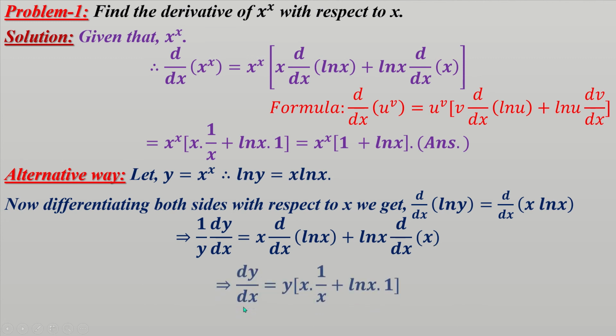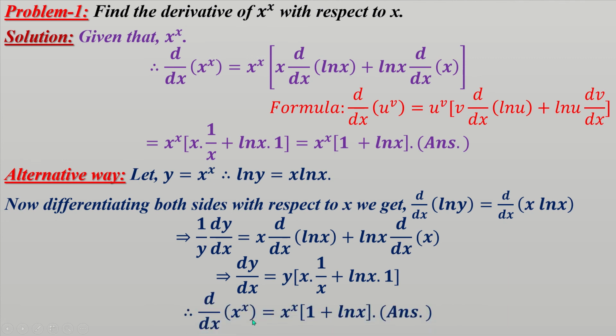Now cross multiplication: here y, and here will be x into 1 by x plus ln x. But y is equal to what? y is equal to x to the power x. Therefore d/dx of x to the power x equals x to the power x into 1 plus ln x. This is the required answer. Clear everyone? Very easy, you just have to remember this formula, or you can use this process. Clear?